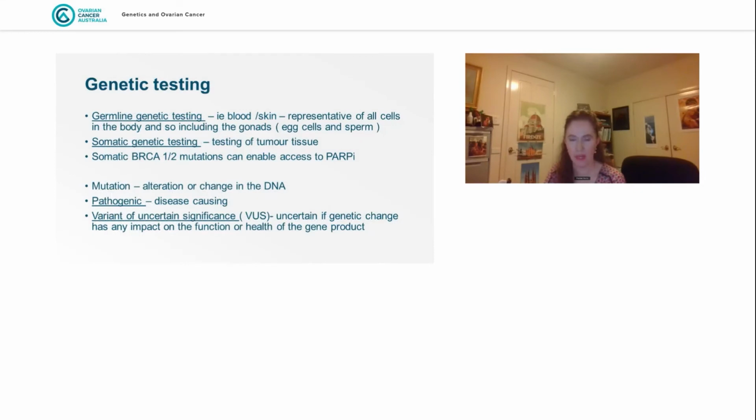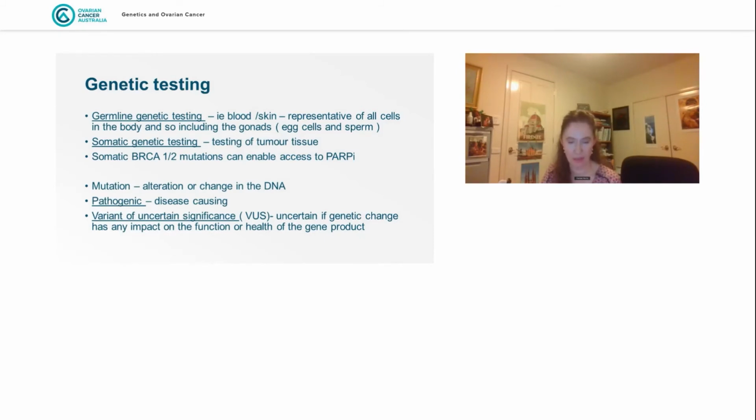Yolan's going to touch on this, so I'm just going to introduce it. So when we talk about germline genetic testing, we're talking about blood or skin testing, and the genetic makeup of those cells is thought to be representative of all the cells in the body, which will include the egg cells in the ovary or the sperm cells in the testis. In contrast, somatic genetic testing is testing of tumour tissue. And while typically therapies are for germline BRCA mutations, testing and finding somatic or tumour-alone BRCA mutations can also enable access to therapies like PARP.